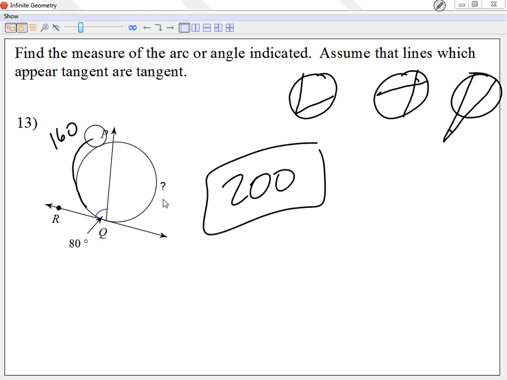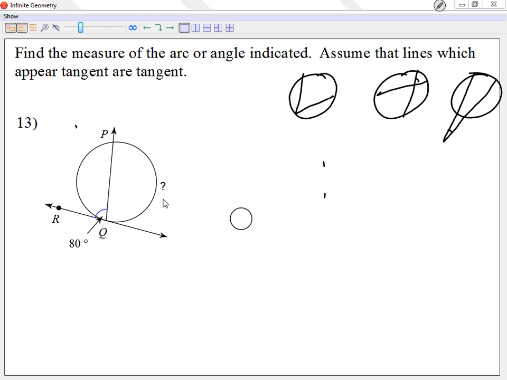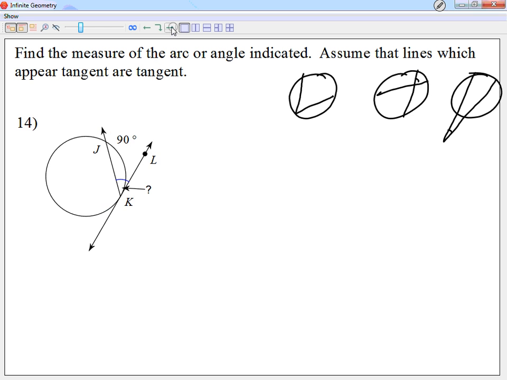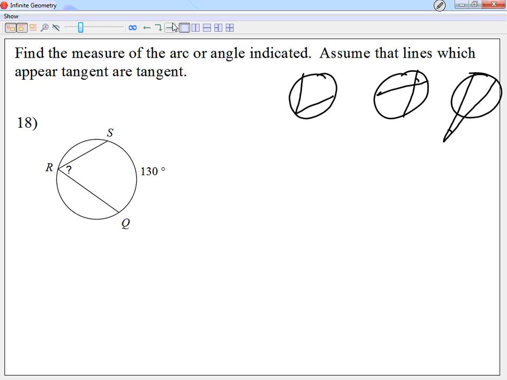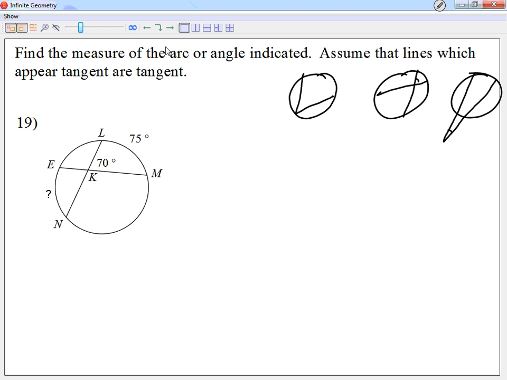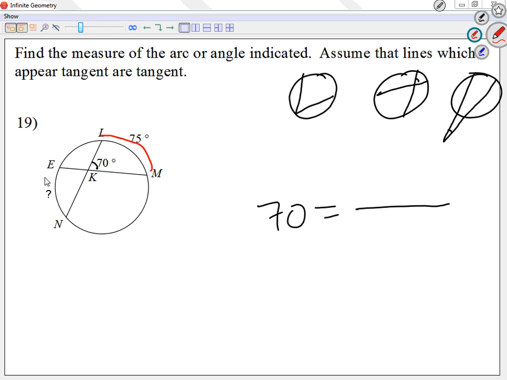Now let me move on to a different question. Let me take a look when that angle is inside the circle. So let me skip to question number 19. Notice how I'm looking at the corner, the angle, 70 degrees. I know the other numbers are also in degrees, but those are arcs. I'm looking for an angle, a corner. So I'm going to start with the number 70. This is going to equal something. Right, 70 degrees. Then it's going to equal a fraction. On top of the fraction, I'm going to write the 2 arcs, 75 and x.